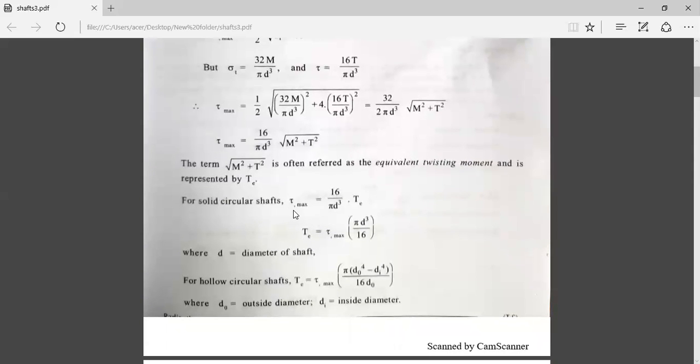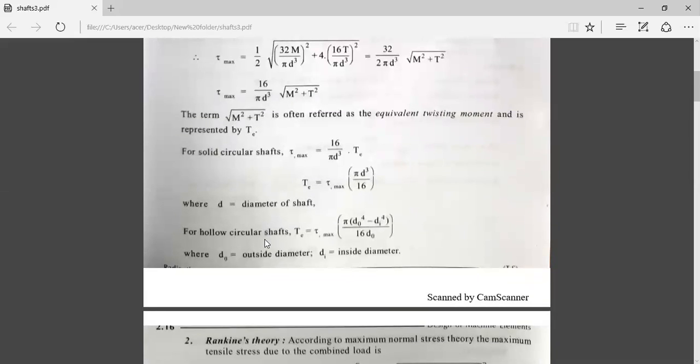Here the term square root of M square plus T square is often referred to as the equivalent twisting moment and is represented by Te. For solid circular shafts, maximum torque we know is 16 by pi d cube, so Te is equal to tau max pi d cube by 16, where d is the diameter of the shaft. In the same way, for hollow circular shafts, Te is equal to tau max into pi times d naught power 4 minus di power 4 by 16 d naught. Here d naught means outside diameter and di means inside diameter. So this is the maximum shear stress theory formula: tau max is equal to 16 divided by pi d cube square root of M square plus T square. In this, square root of M square plus T square is known as the equivalent twisting moment Te, right? So this is about Guest's theory.